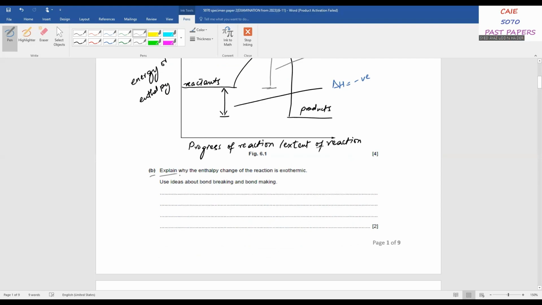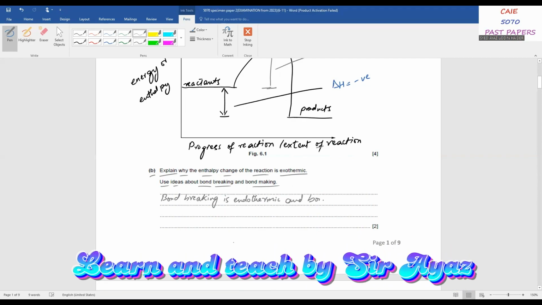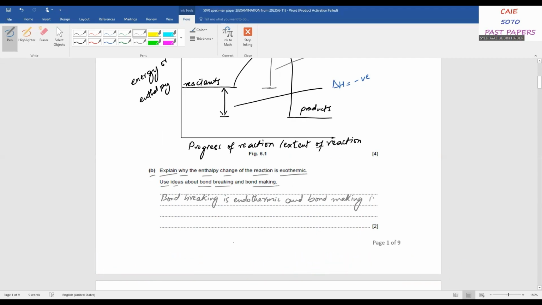B. Explain why the enthalpy change of the reaction is exothermic. Use ideas about bond breaking and bond making. First of all, you write bond breaking is endothermic, and bond making is exothermic.